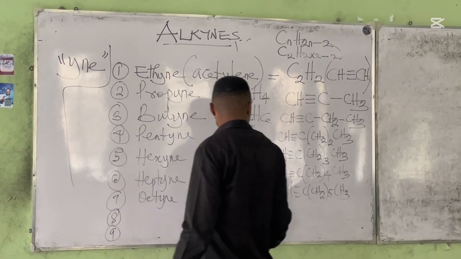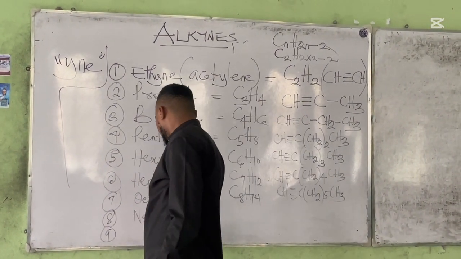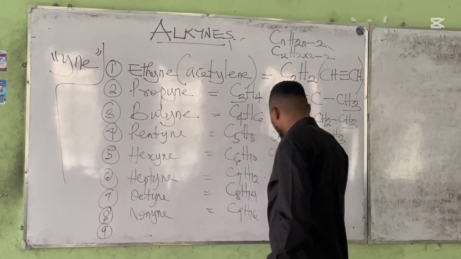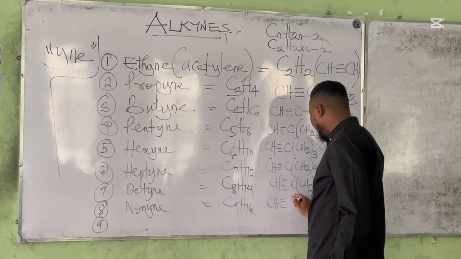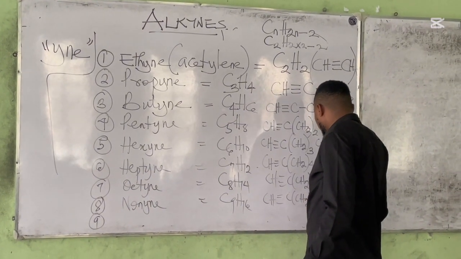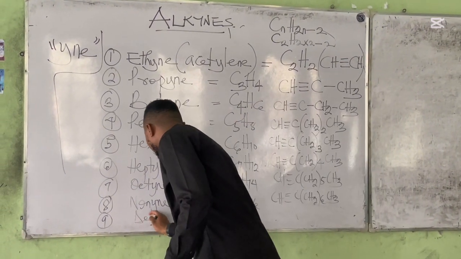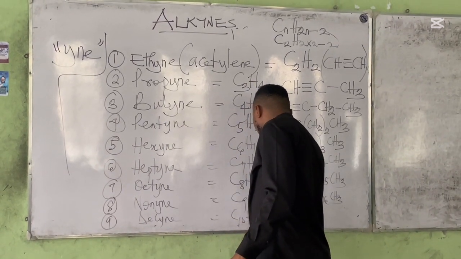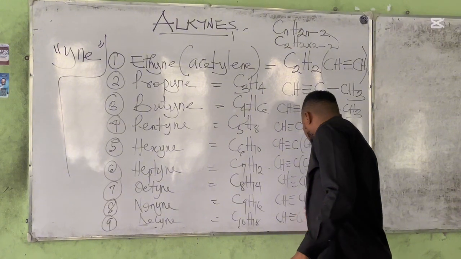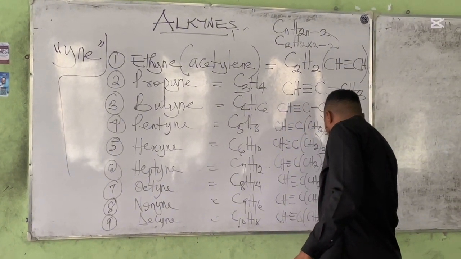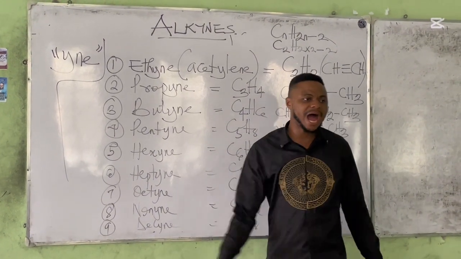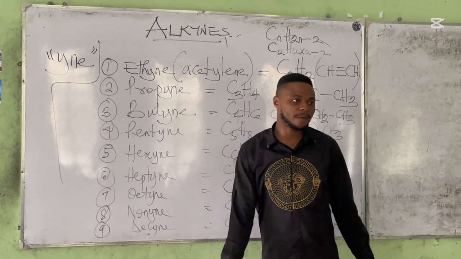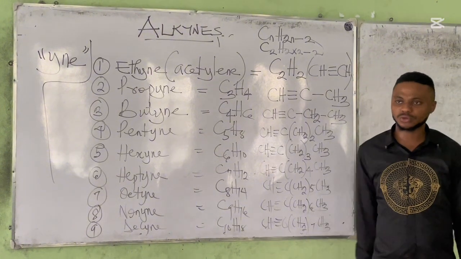Alright? So then we have nonyne. Nonyne is C9H16: CH, triple bond, C, CH2 with 6, CH3. Then lastly, decyne, we have C10H18. So we have CH, C, CH2 with 7, then CH3. So these are the members from 2 carbons to 10 carbons. Are we together? From 2 carbons to 10 carbons.